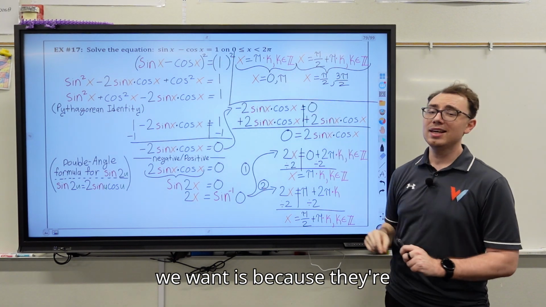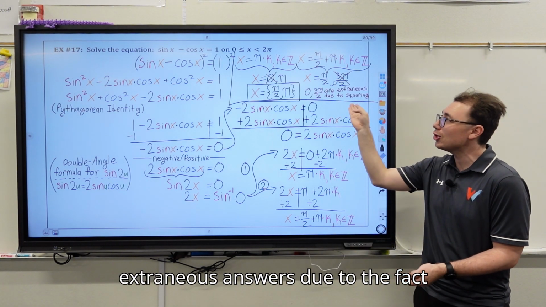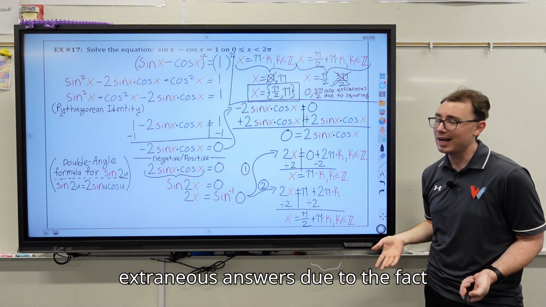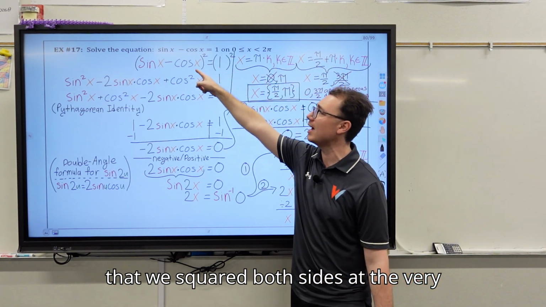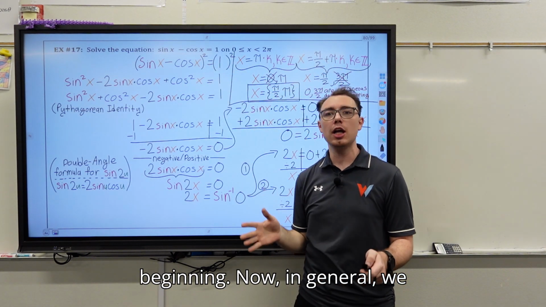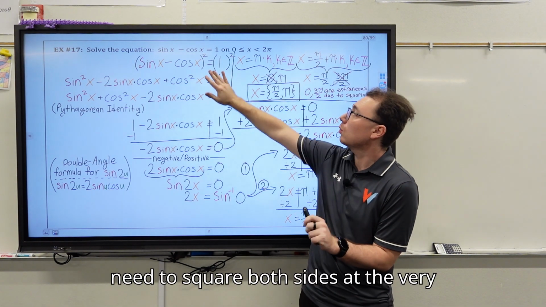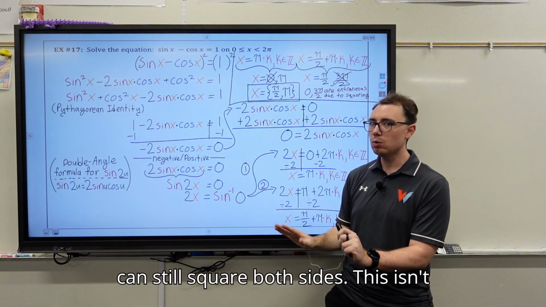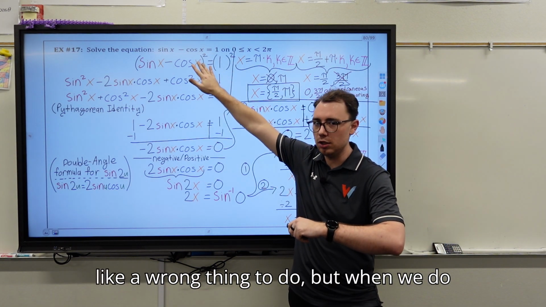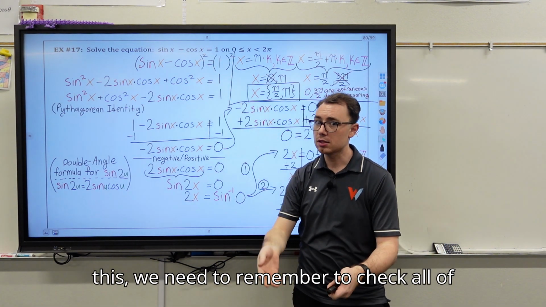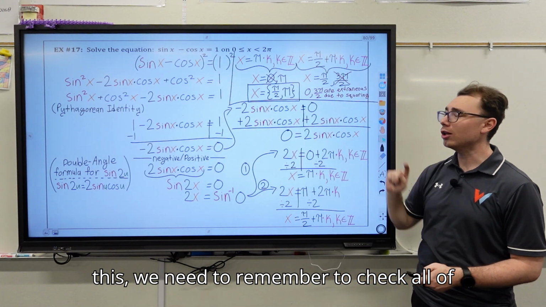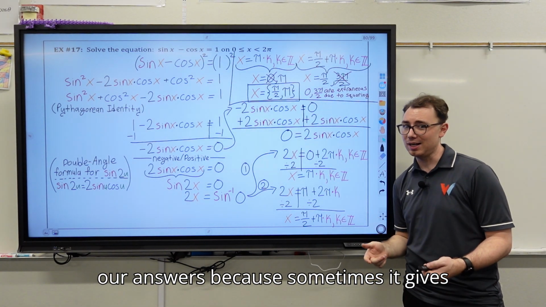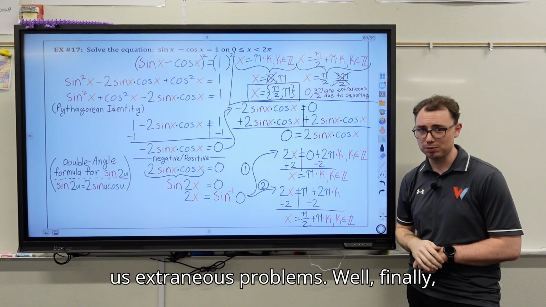The reason why 2 of these solutions out of these 4 don't actually give us the equation we want is because they're extraneous answers due to the fact that we squared both sides at the very beginning. Now, in general, we need to square both sides at the very beginning to solve out the problem. So we can still square both sides. This isn't like a wrong thing to do, but when we do this, we need to remember to check all of our answers because sometimes it gives us extraneous solutions.